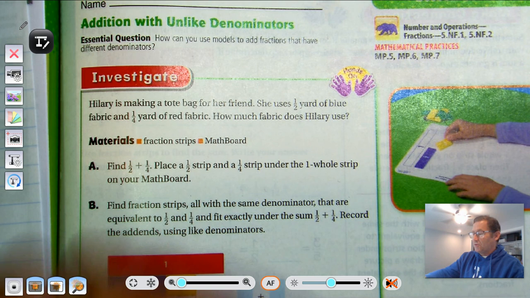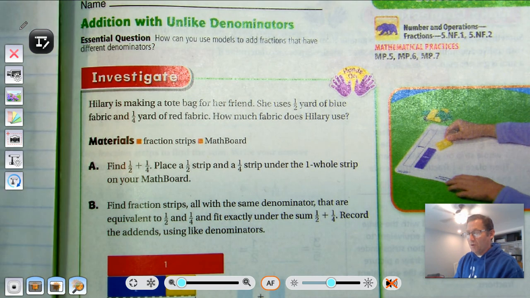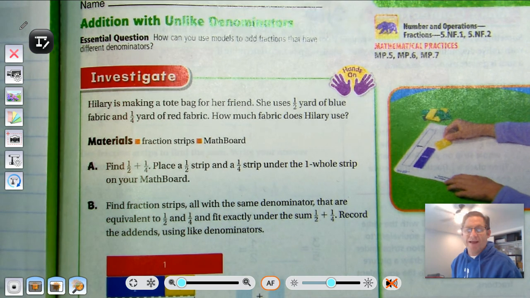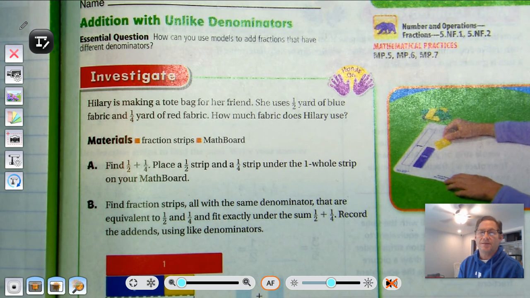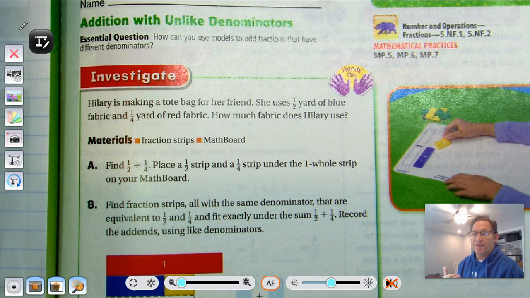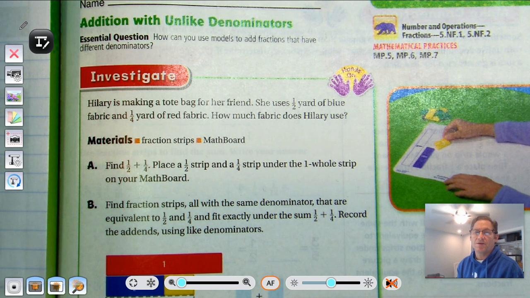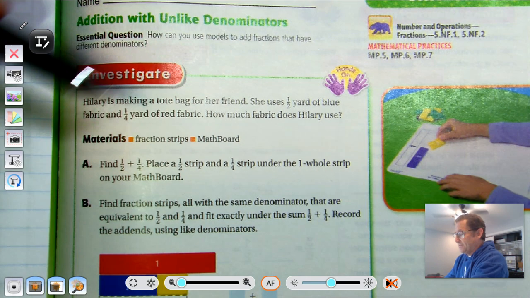So today we're going to be working on just modeling using fraction strips. We're going to work our way towards more of an abstract concept in later lessons. Today is more concrete, using different size fraction strips to find common denominators. So let's look at the investigate.